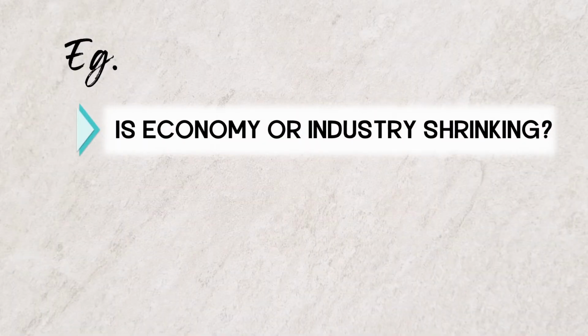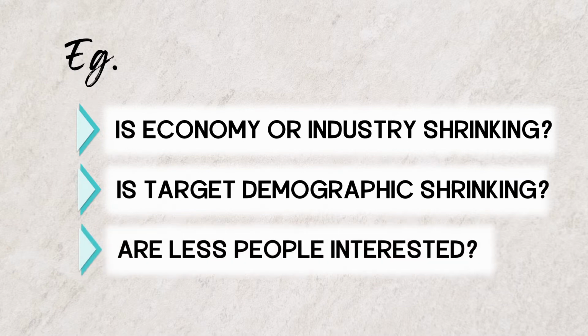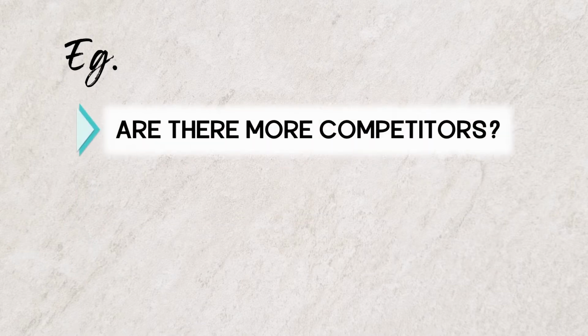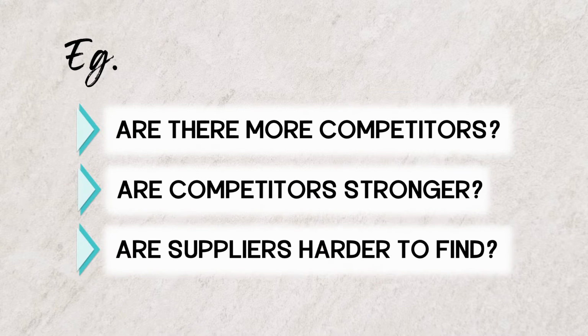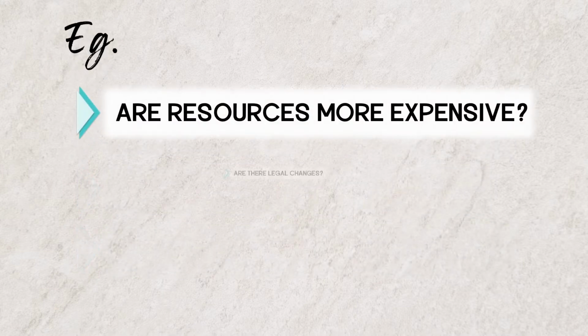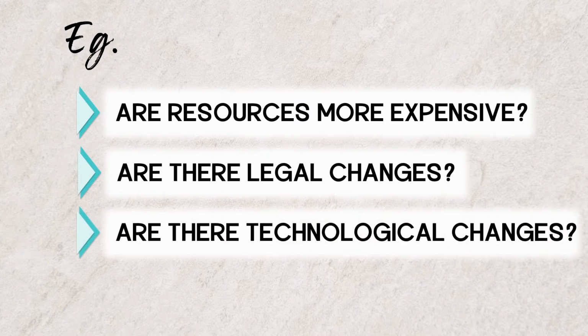And when it comes to threats, you can then flip some of these questions around and add a few more. Some interesting ones could include, is the economy shrinking? Is the industry shrinking? Or is the demographic that you target? Or their willingness to pay? Are people moving away to different types of products and services? Are there more competitors coming to the market? Or are there more products or services competing with yours? Are competitors becoming stronger or more efficient? Are you having more difficulties finding suppliers or materials, or are they becoming more expensive? Are there any legal or regulatory changes making it more difficult to conduct business? Are there any technological changes that may have a negative impact on your business, etc.?